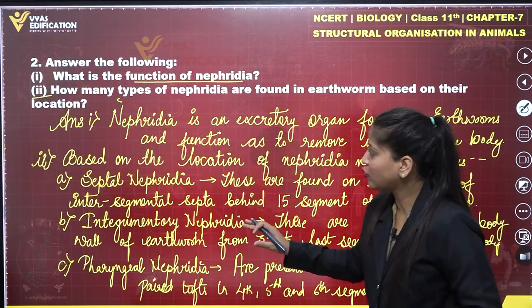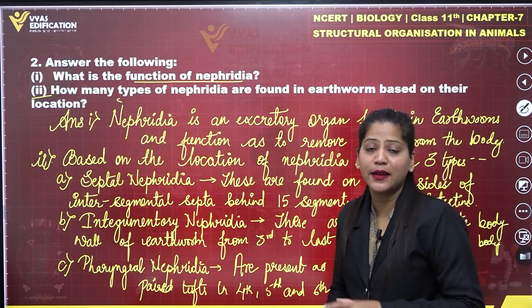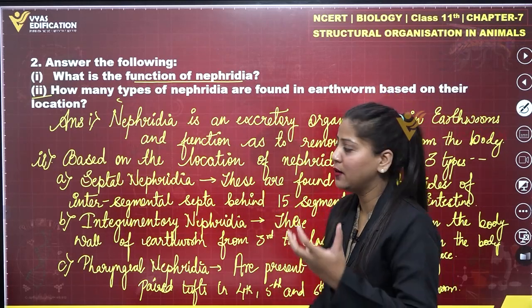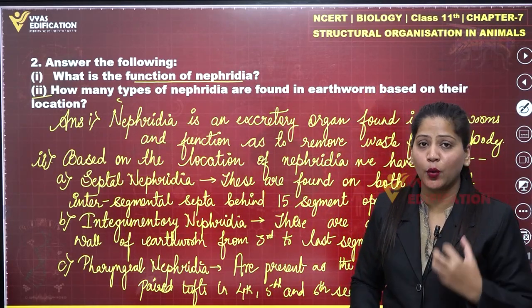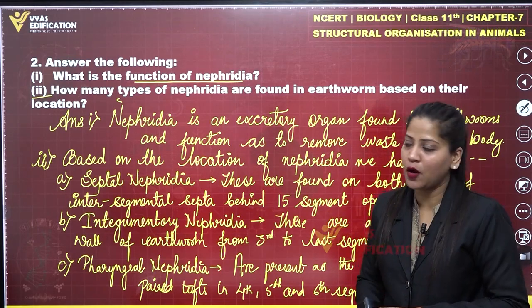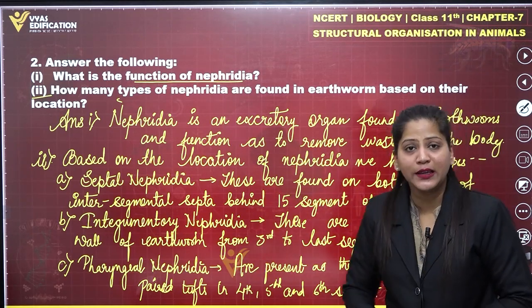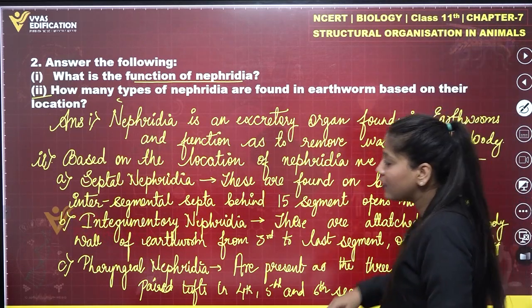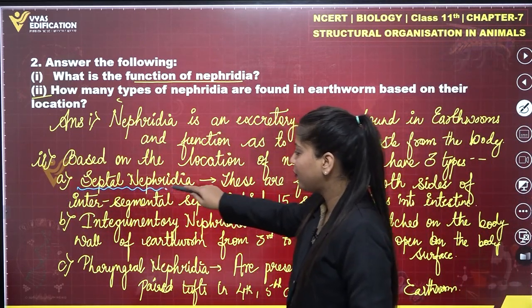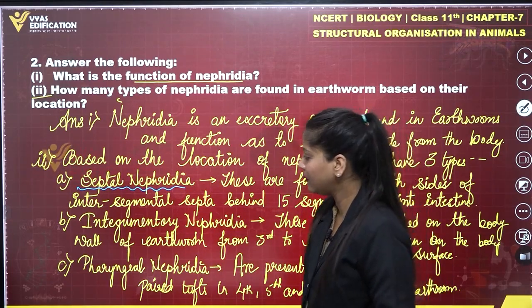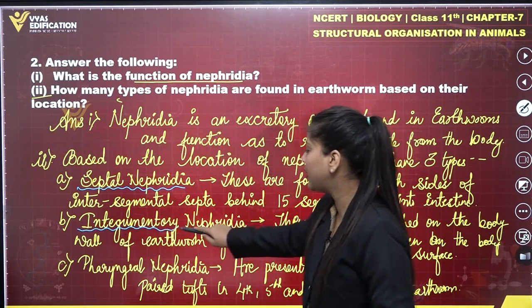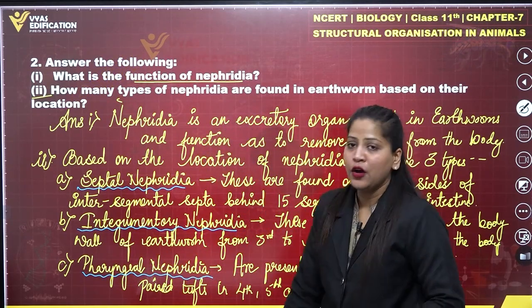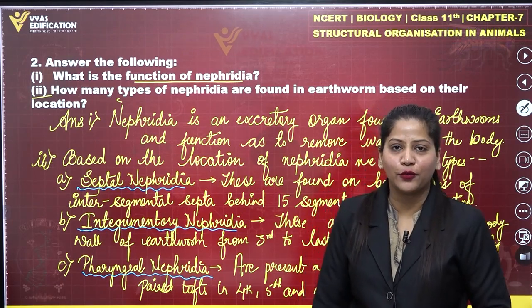So here we are talking about nephridia, an excretory organ found in earthworms, which are present in different locations in the body of earthworm, and we have basically three types of nephridia based on their location. The first one is septal nephridia, the second is integumentary nephridia, and the last is pharyngeal nephridia, right? So this is the complete solution of question number 2.